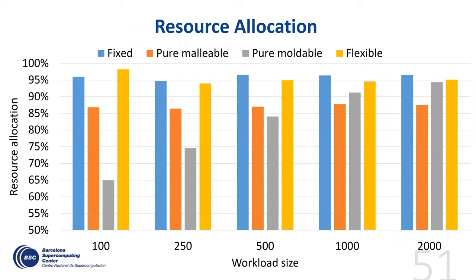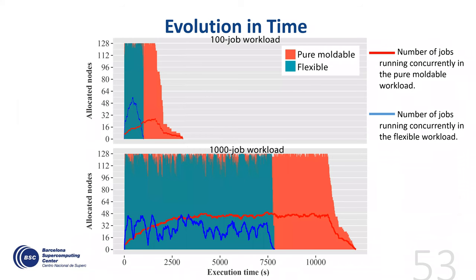This is the resource allocation ratios for the whole lifespan of the workload. And here we have that for the smallest workload sizes, the pure moldable workload is wasting a lot of resources. So it's getting the same resource utilization when the workload size increases. And it is because of this.